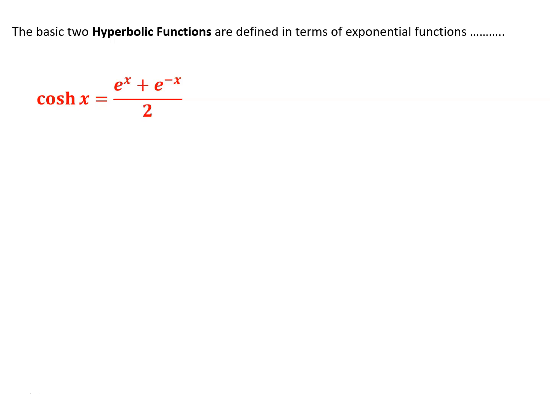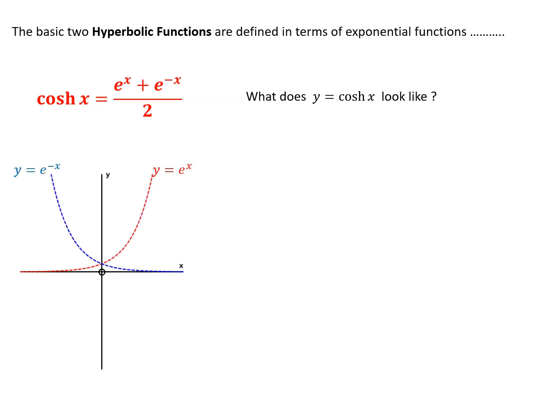So the first of the two basic hyperbolic functions is cosh x, which is e to the x plus e to the minus x divided by 2. Now, we know what the graph of e to the x looks like. We know what the graph of e to the minus x looks like. So what does the graph of y equals cosh x look like?